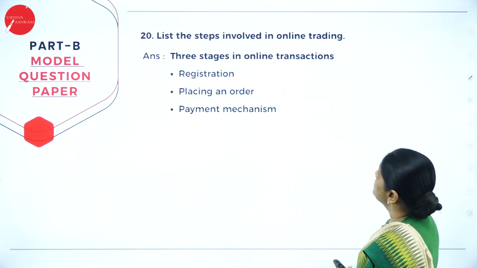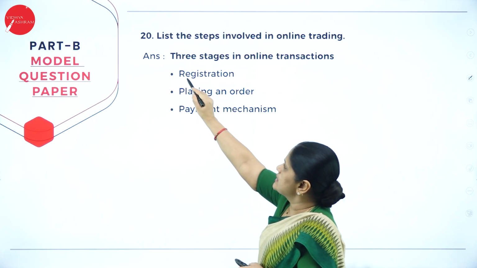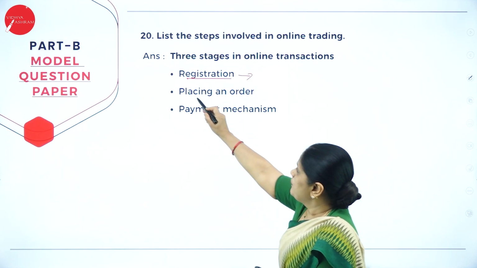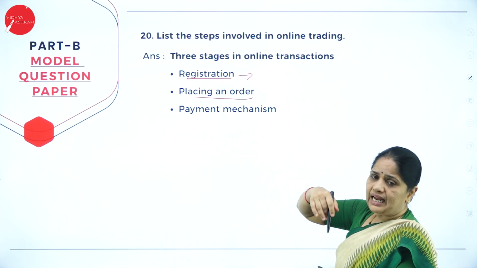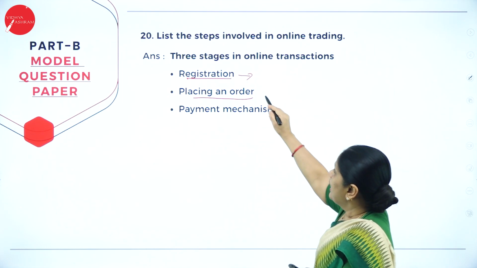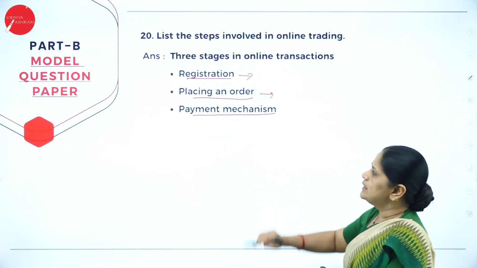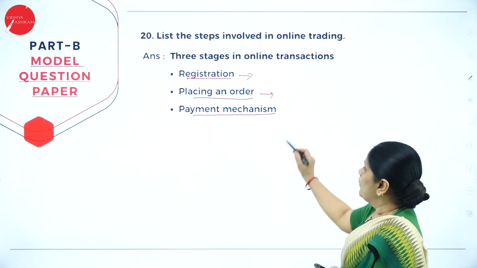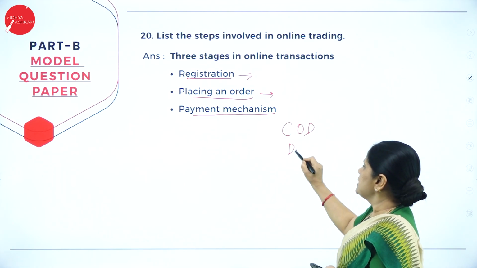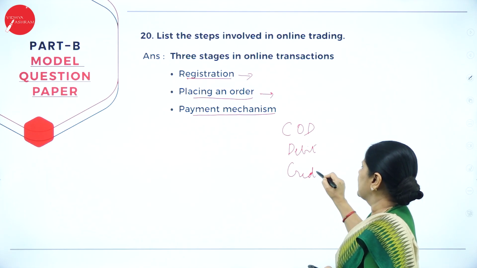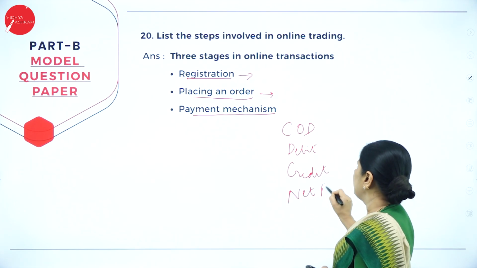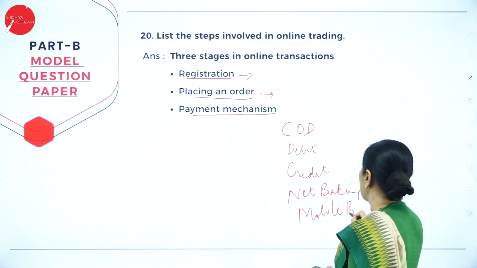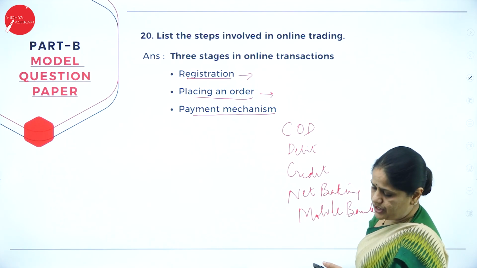Then list the steps involved in online trading. So first one is the registration. So we have to get registration done with the online trading platform. Then we can browse through the website and we can select what are the goods we need. After that, we can place the order. And the third one is the payment mechanism. What is the mode of way we are making the payment? Whether it is cash on delivery or the debit card or the credit card or the net banking or mobile banking, etc. So, they are the different modes of payment in case of an online transaction.